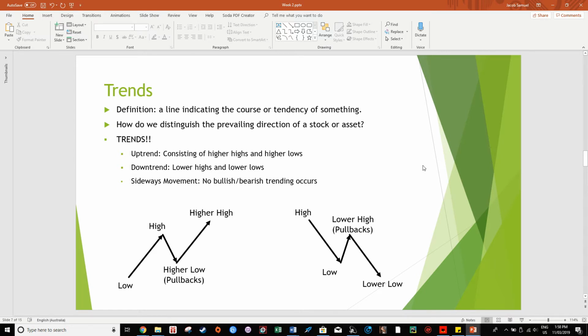Now these things here, from the low to high, are called your rallies, okay? This is the thing that I mentioned earlier. And these pullbacks are called your retracements or your pullbacks. Okay? So any questions? Next slide.